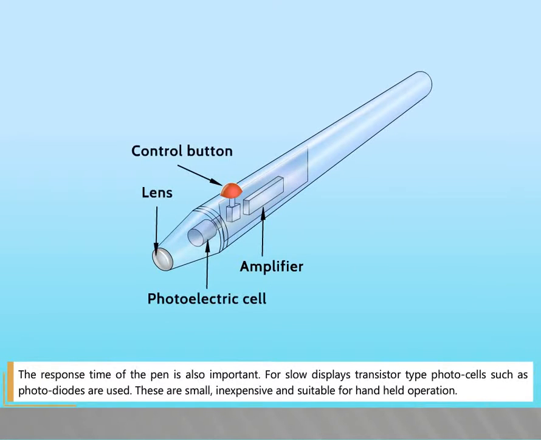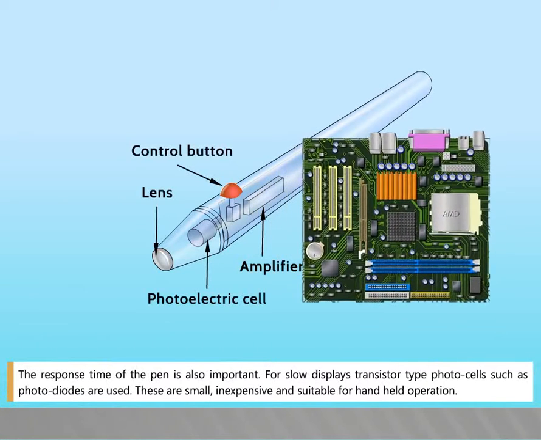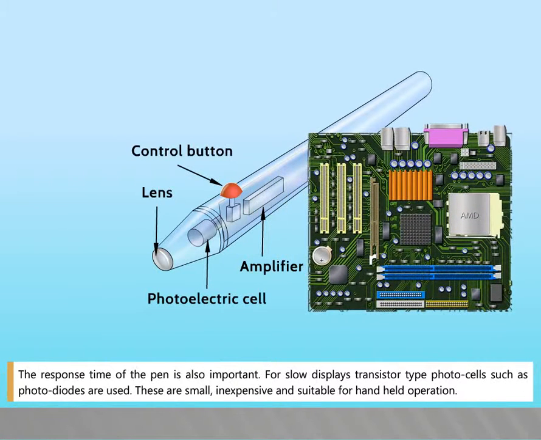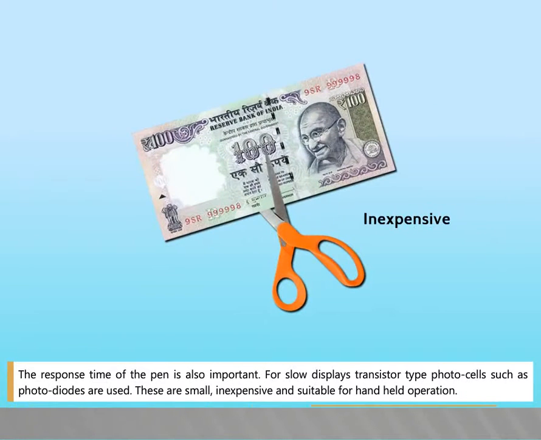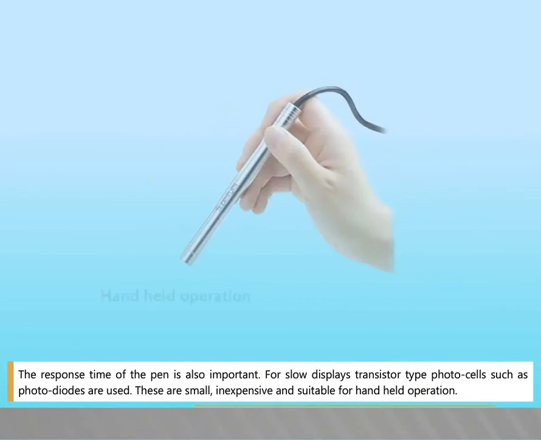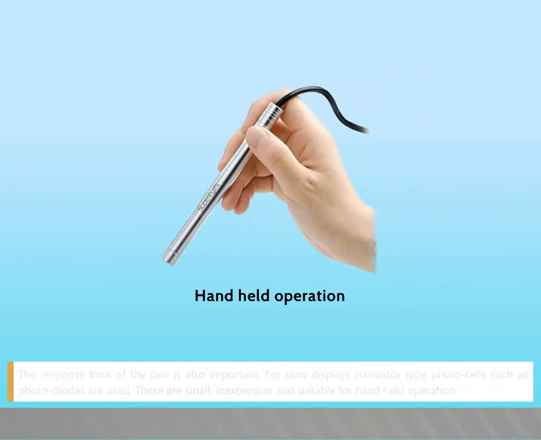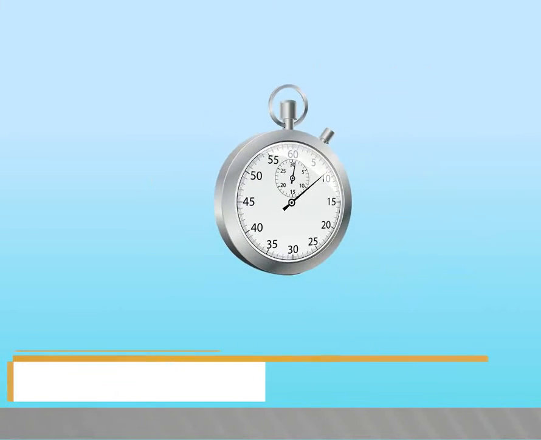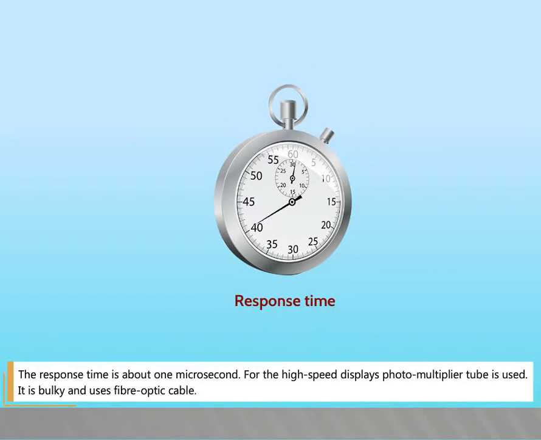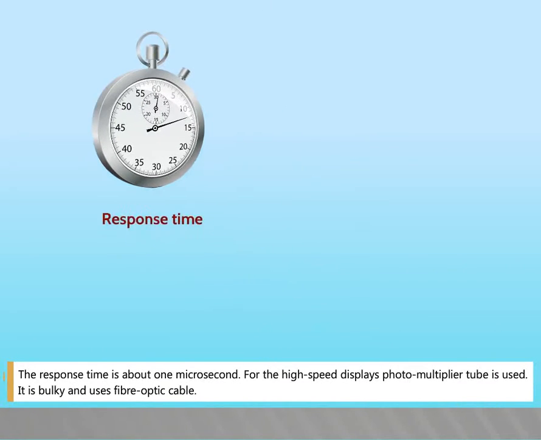The response time of the pen is also important. For slow displays, transistor type photocells such as photodiodes are used. These are small, inexpensive and suitable for handheld operation. The response time is about 1 microsecond.